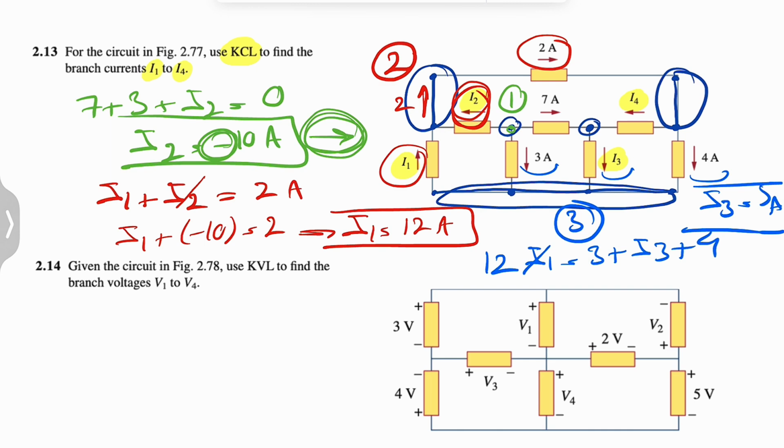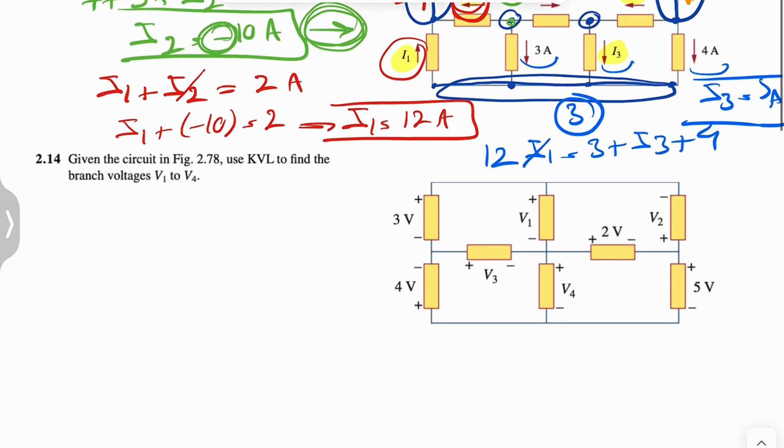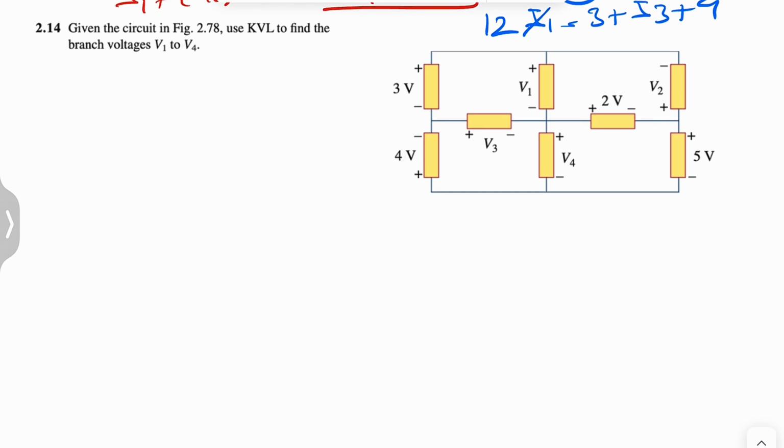And the last one would be I4. We can pick this node right here, and we can see that we have 2 amp going this way, so 2 amp entering the node. So 2 is equal to what's exiting, which is I4 and the 4. So I4 plus 4 amp, which shows I4 is negative 2 amp. And yeah, that's pretty much everything for the first one. Let's move on to the second question.